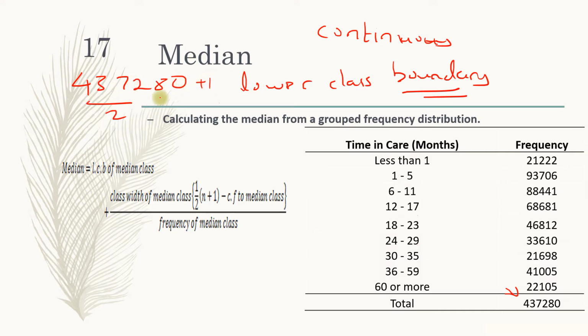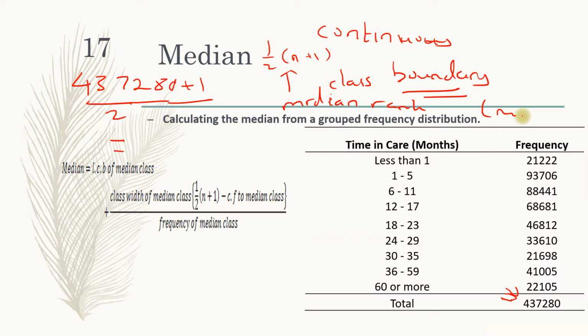Now you may wish to add 1 divided by 2, all right? This is not an issue in this context, but in general we will take plus 1 divided by 2 to find the median class. Here, even if you don't do it, it doesn't matter because the sample is large. But in a general context, you would do plus 1 divided by 2. Just remember the previous exercise where we took half of n plus 1 to find the median rank. It's the same principle. So if you apply that, you will get 218,640.5.